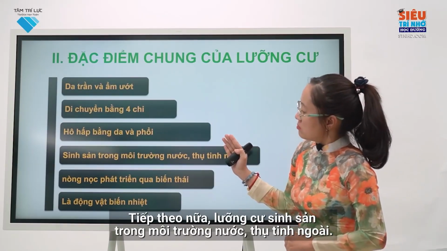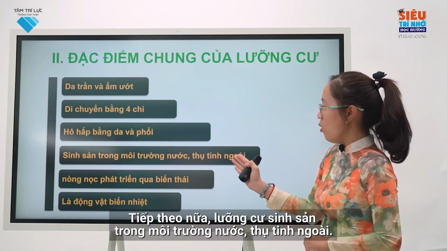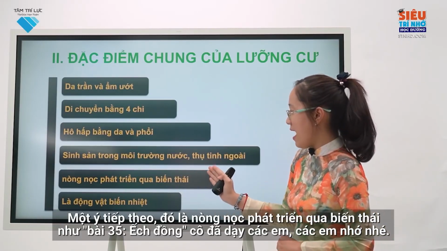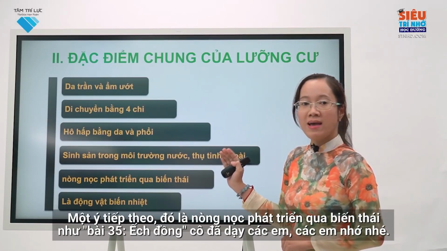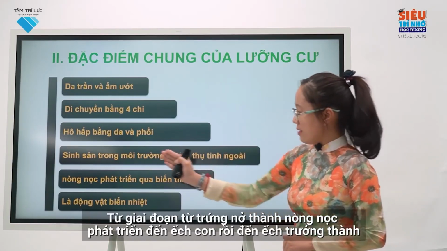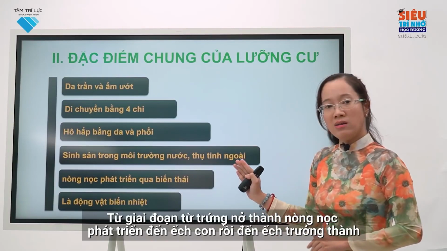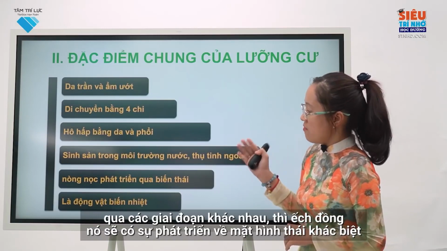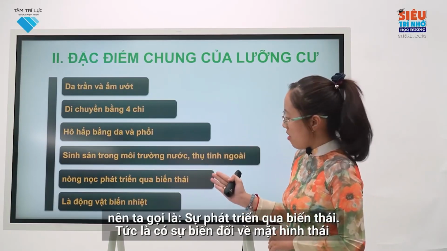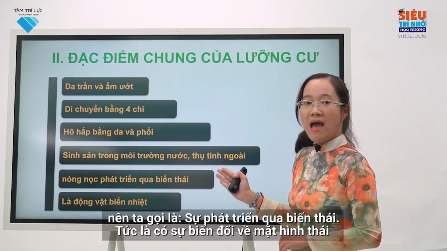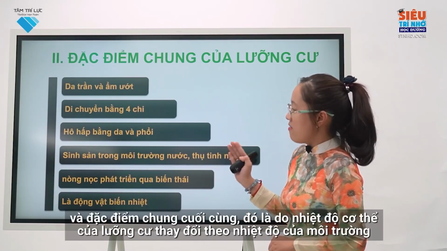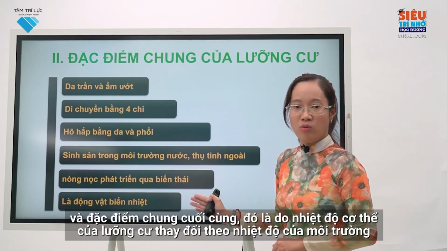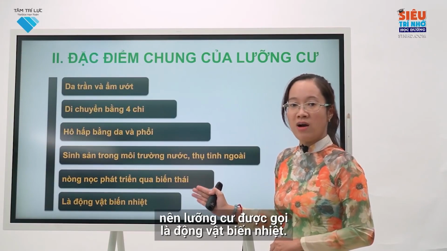Next, amphibians reproduce in the aquatic environment, with external fertilization. Another characteristic is that tadpoles develop through metamorphosis, like the East Asian bullfrogs I taught you in Lesson 35. Remember? From the frog egg hatching to the tadpole, to the baby frog, and then to the adult frog, through different stages it has a different morphological development. So we call it metamorphic development, which means there is a change in morphology. And the last general characteristic is that because the body temperature of amphibians changes with the temperature of the environment, amphibians are called ectothermal animals.